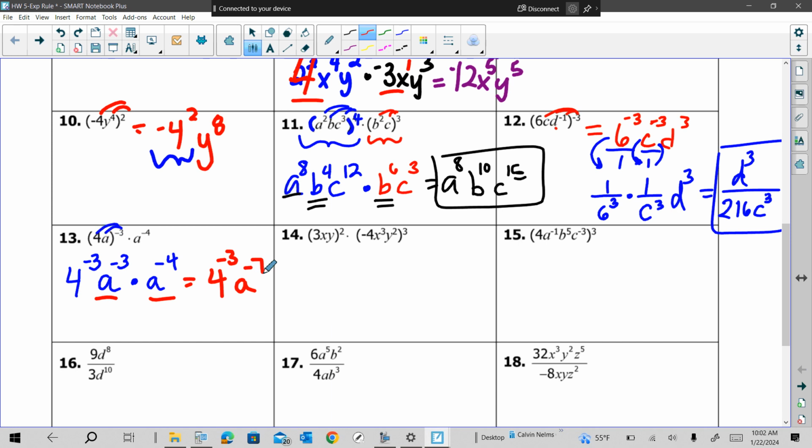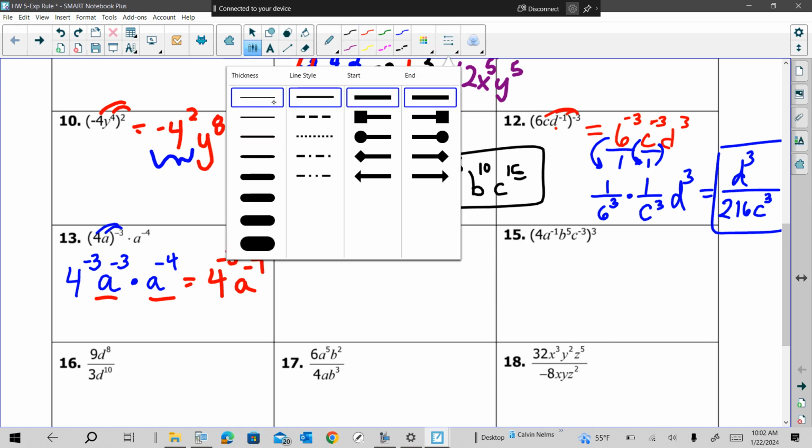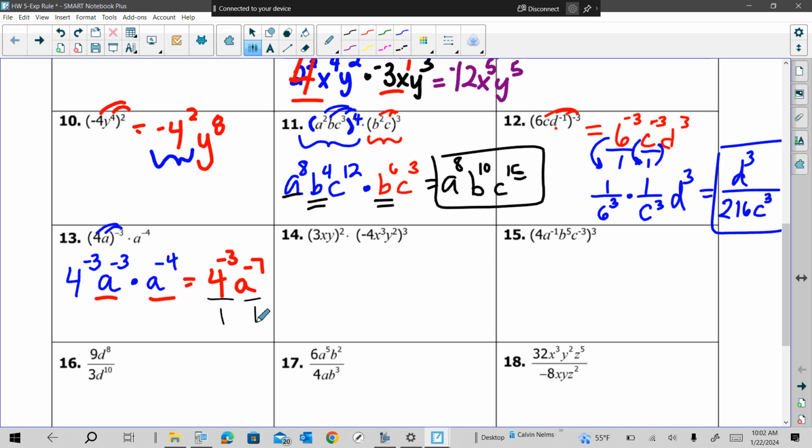So now what do we have to do? We need to flip it and put it to a positive exponent. So notice that both of these are coming to the bottom. So we're going to have 1 on the top, 4 to the 3rd power, a to the 7th power. What you need to do is figure out what 4 to the 3rd power is using your calculator.